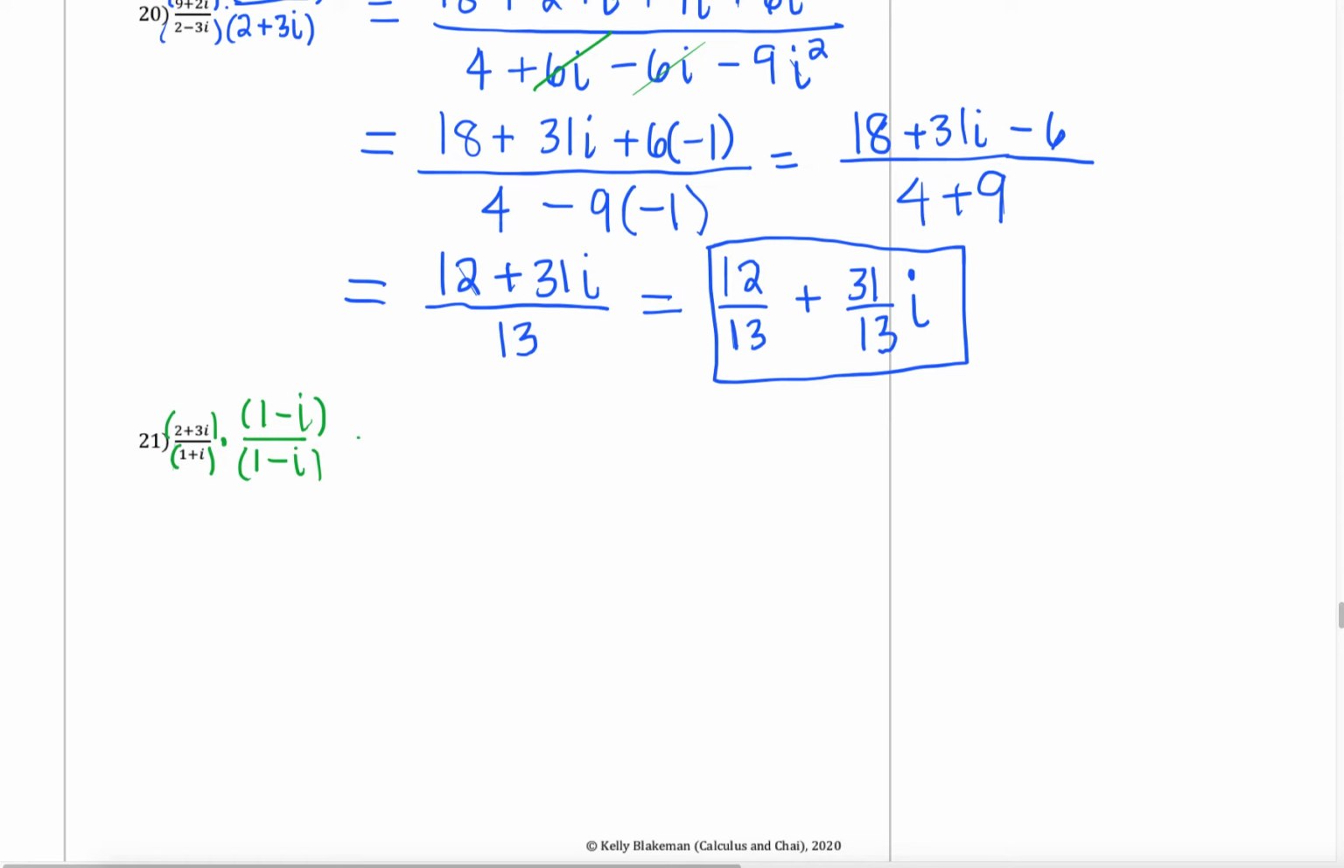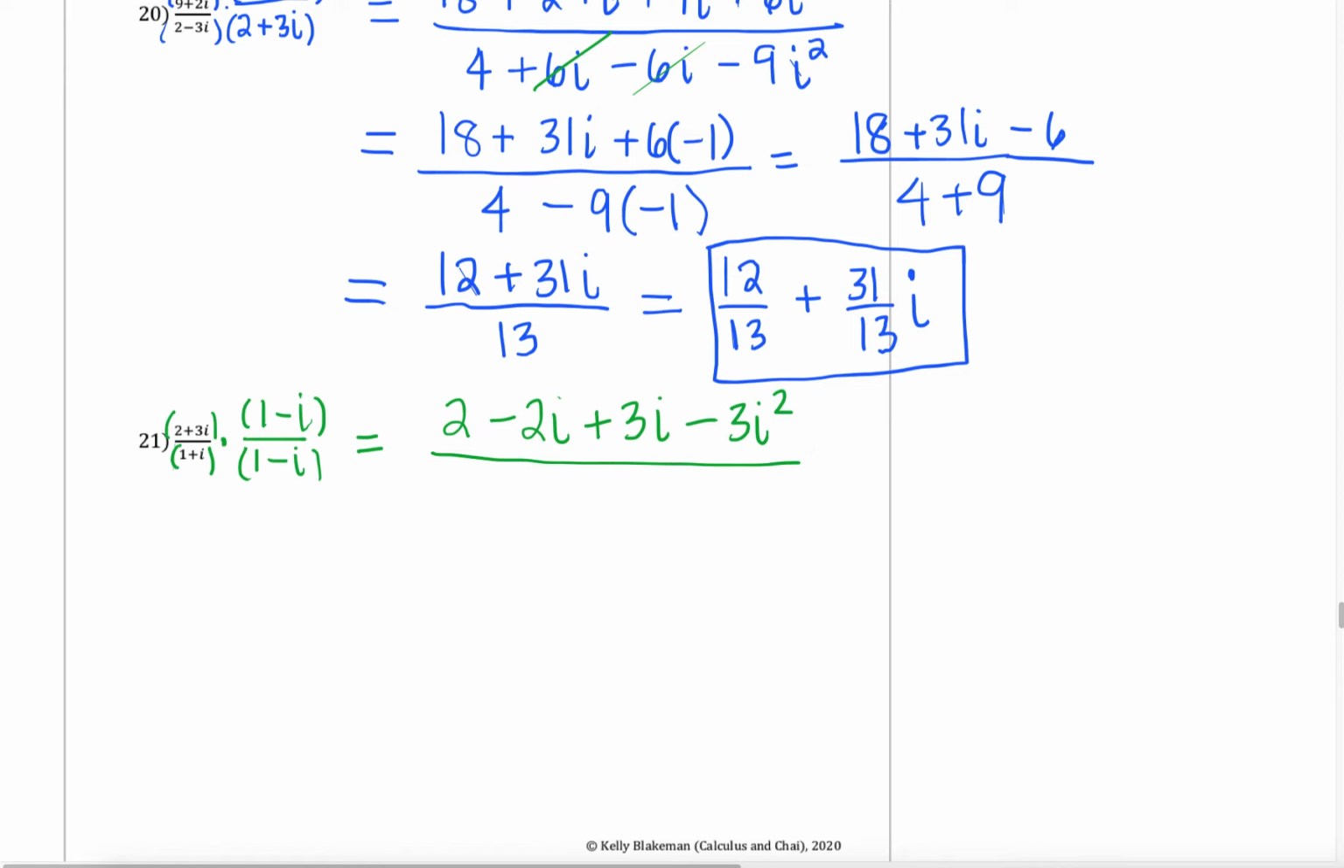Why don't you guys pause the video right here and multiply both the numerator and the denominator out, and then let's check that step. So in multiplying out the numerator, we'll get 2 times 1 to give us 2, 2 times negative i to give us negative 2i, 3i times 1 is giving us a positive 3i, and lastly 3i times negative i is giving us a negative 3i squared.